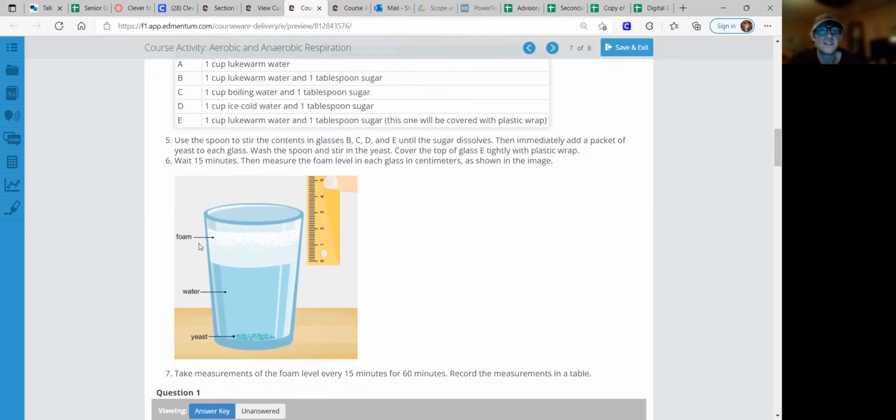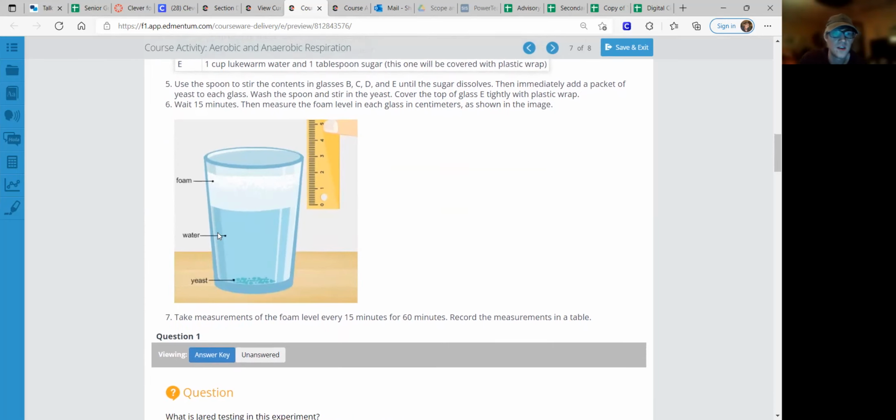Stir the contents, and make sure the sugar dissolves in the ones that have sugar. Then you're going to add a packet of yeast to each glass. Wash the spoon and stir in the yeast. Cover the top of glass E tightly with plastic wrap. Wait 15 minutes, then measure the foam level in each glass in centimeters as shown in the image. We have foam, water, and yeast here, and then you're measuring the foam from the rim of the glass to the top of the water.